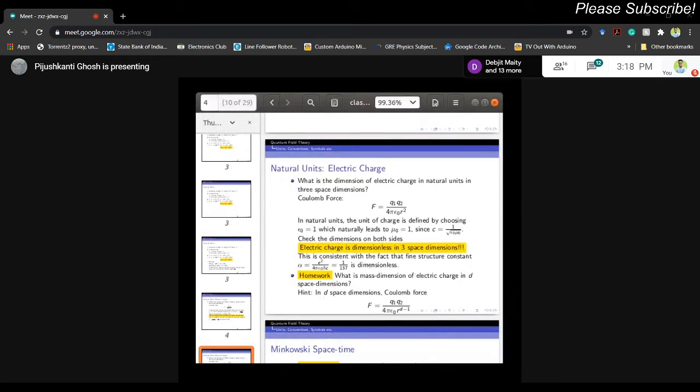This Gauss law, you must have studied Gauss law, right?